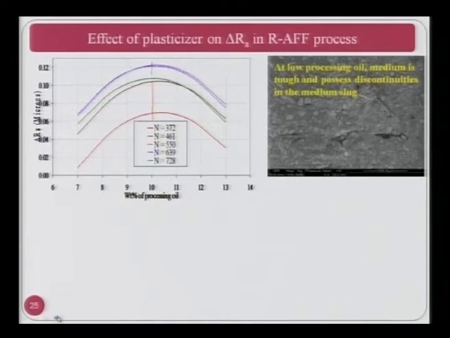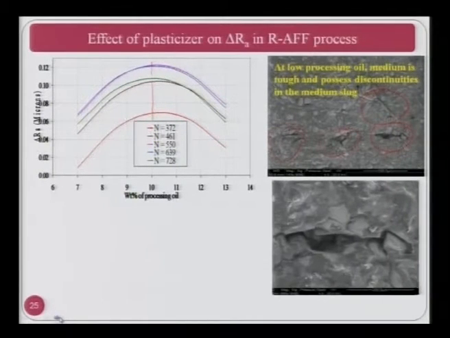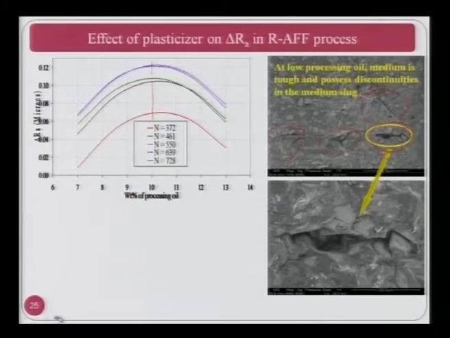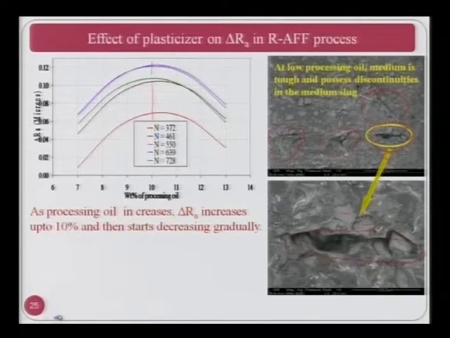At low processing oil, medium is tough and possesses discontinuities in the medium slug. As you can see here, this is the picture of the medium, and these are the discontinuities at the low percent oil, and they do not give enough strength to the medium. This is the enlarged view of the discontinuity of the medium. Here are the abrasive particles, this is the base medium, that is the polymer, and in between you can see these kinds of discontinuities are obtained, and they are not good for the performance of the medium.